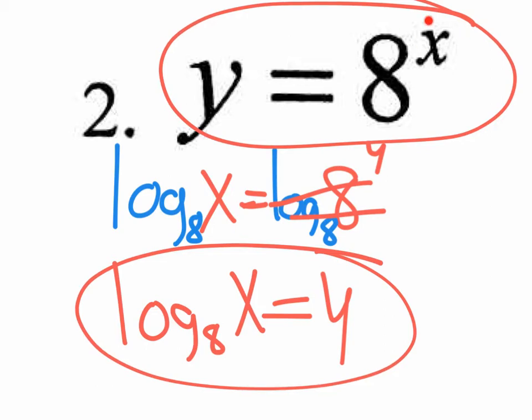And that makes total sense because the inverse of an exponential growth function is a logarithmic function. The inverse of a logarithmic function is an exponential growth function, or decay, depending on your base.